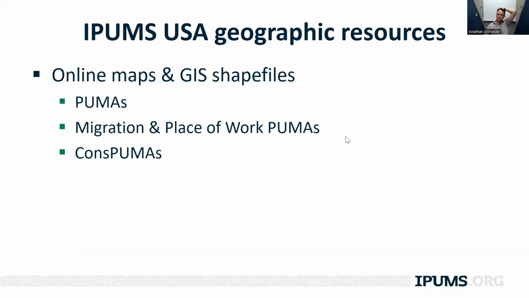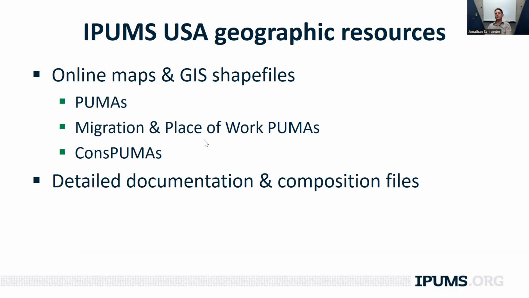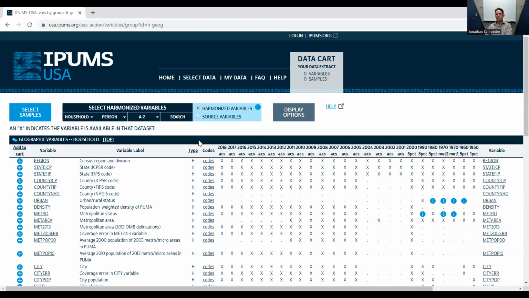And that brings me to where can you go to find out more about these geographies? On IPUMS USA, we have online maps and GIS files for PUMAs and cons PUMAs and specialized PUMAs that are called migration and place of work PUMAs. We also have detailed documentation and composition files for all of these things.